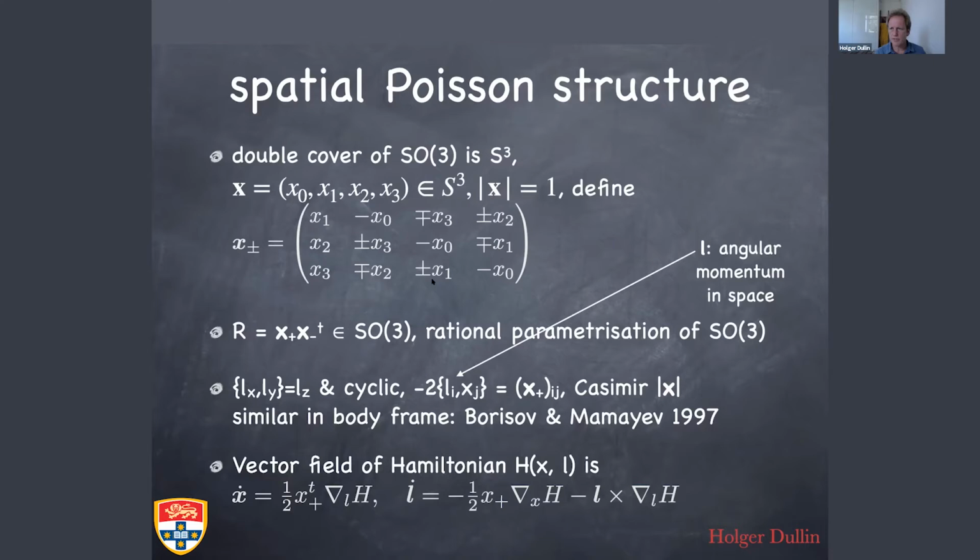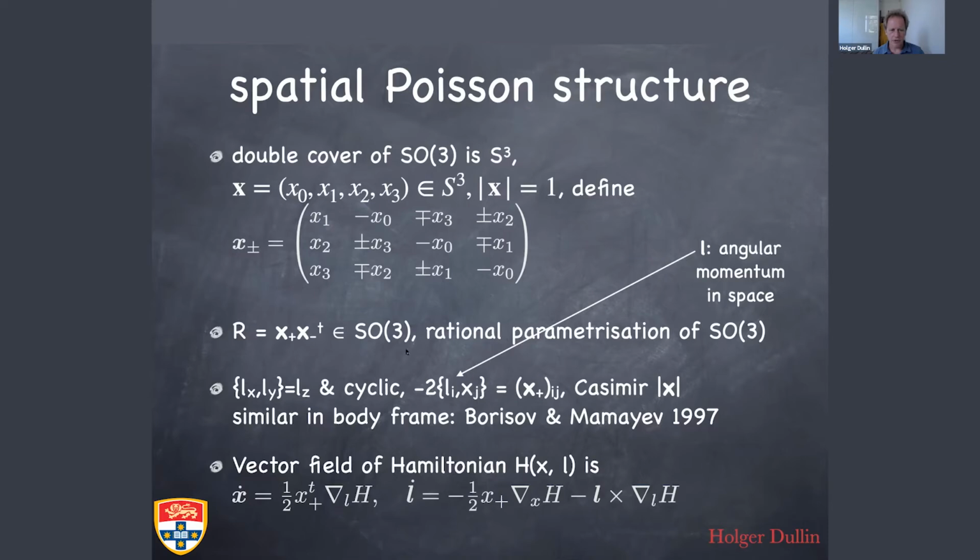And with these matrices, you get a factorization of SO3. And you can write the general element of SO3 as x plus times x minus transpose, which is a 3 by 3 matrix. And then you can check that this is indeed an element in SO3. And it is, in fact, the rational parametrization of SO3. So beautiful formula for SO3. You may know these kind of rational parametrizations of the Pythagorean theorem, and this is kind of a fancier version that works for SO3. It's quite similar in many ways.